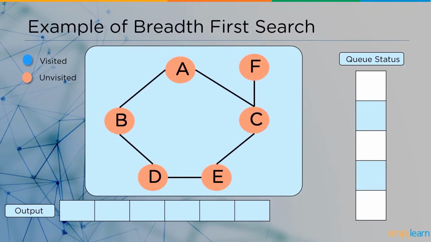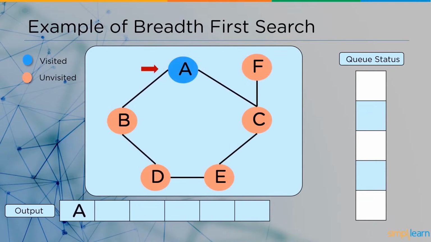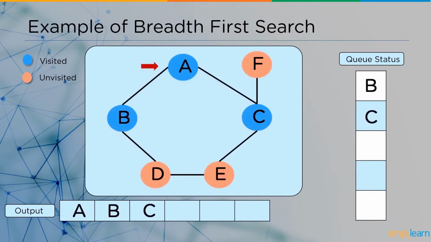As a result, we'll have node A, which is added to the output and marked as visited. We must verify all the unvisited adjacent nodes of A, that is node B and node C, and add B and C to the output and enqueue them to the queue according to the breadth first search algorithm. Then, we'll look at B and C. We'll start with node B. Node D is unvisited and adjacent to node B, so we'll add node D to the output and queue. And since node B has now been visited, we'll dequeue it.